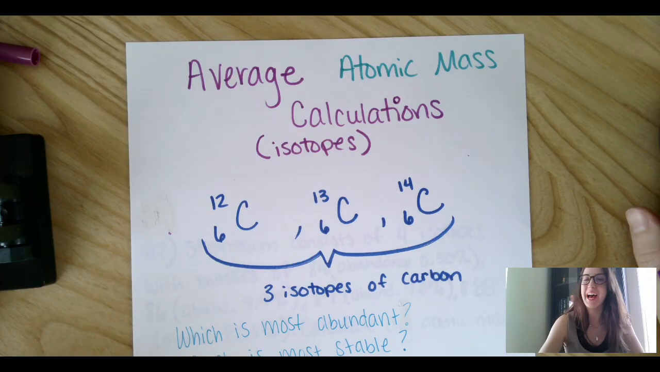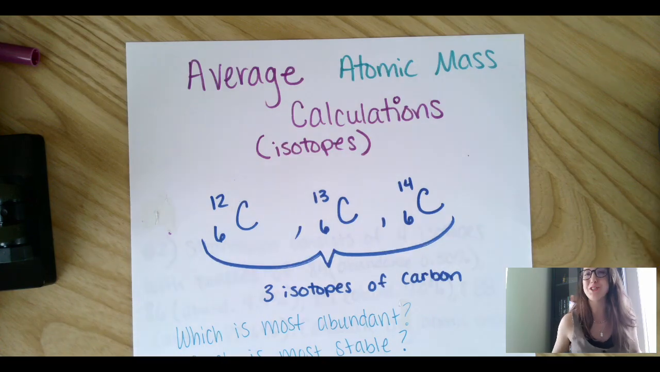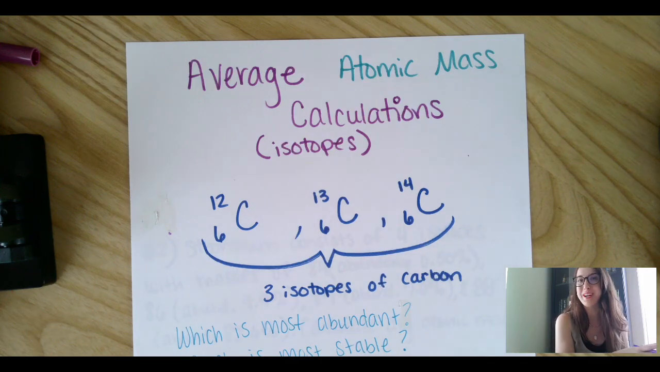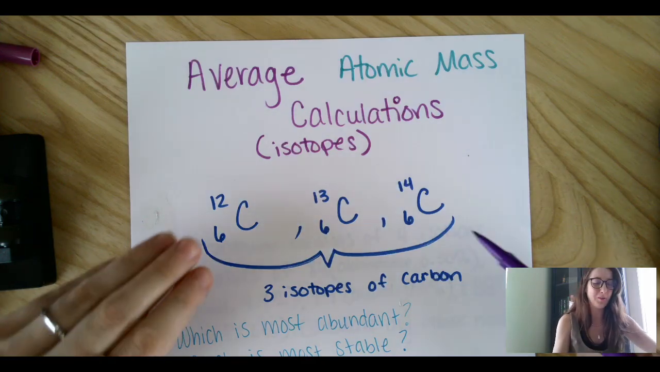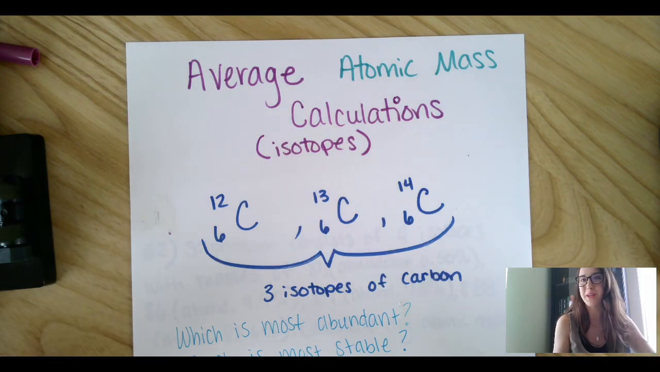Here we are with average atomic mass calculations. Hopefully at this point you have learned what an isotope is. If not, pause real quick, go watch my isotope video, and then come back to this one. However, if we're going to continue moving along, we do have three isotopes here, okay?